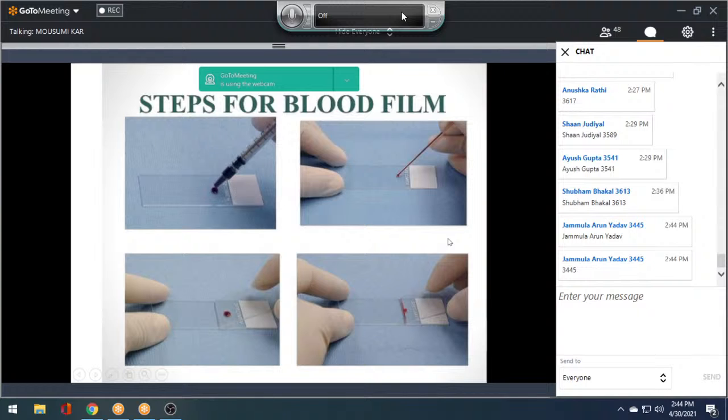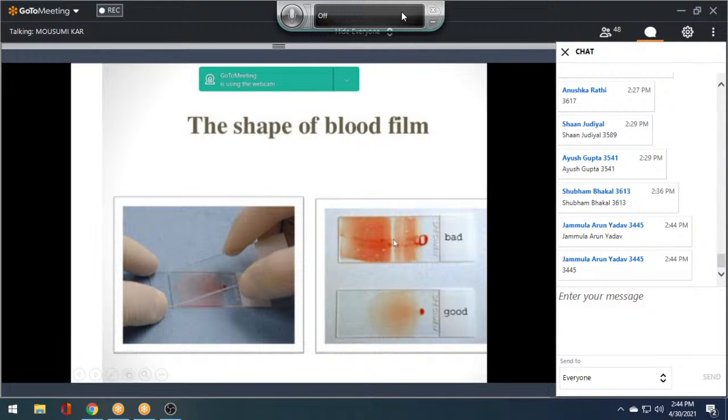Now, these are again the steps which we already know. Place a small drop of blood, and then you place the spreader slide in front, then take it behind so that the blood spreads to the edge, and then push it in a continuous manner. Mine used to look like this, but it has started to look like this, but it took many, many years to do it.